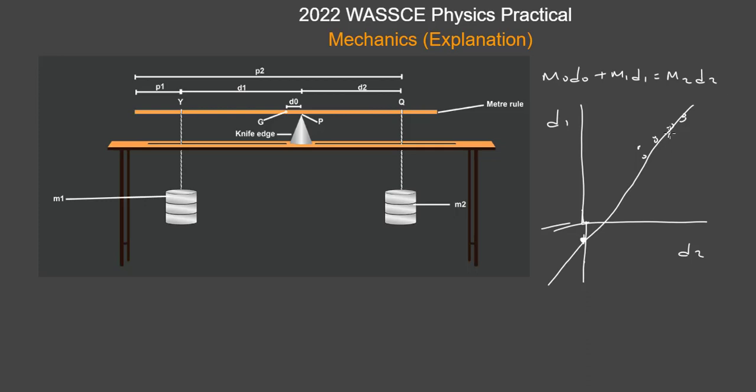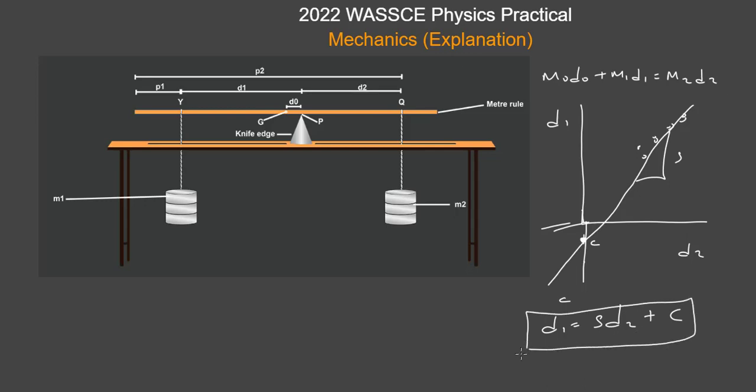Let's call the y-intercept C. The y-intercept is the value of d1 where d2 is 0. Let's call the slope S. In general, the equation is meant to be something like this: d1 equals S d2 plus C. This is from the equation of a straight line. The value on the y-axis is always equal to the slope times the value on the x-axis plus the y-intercept. So if this happens to be C, the y-intercept, then this is the equation of this line.